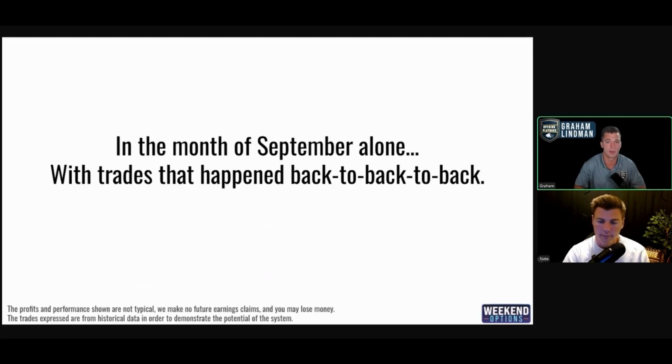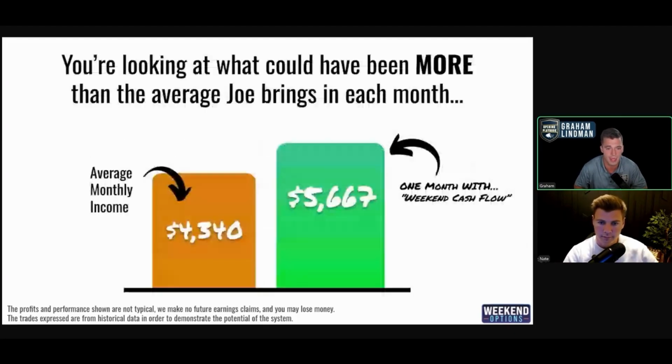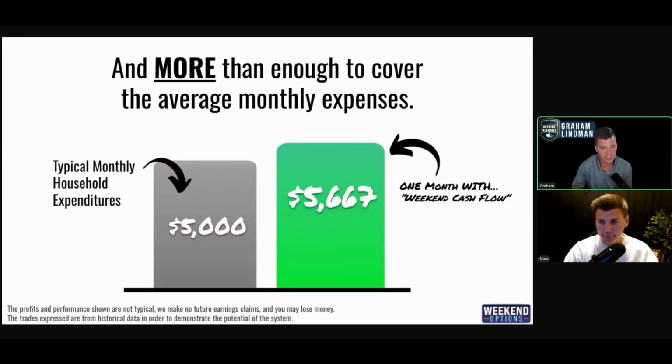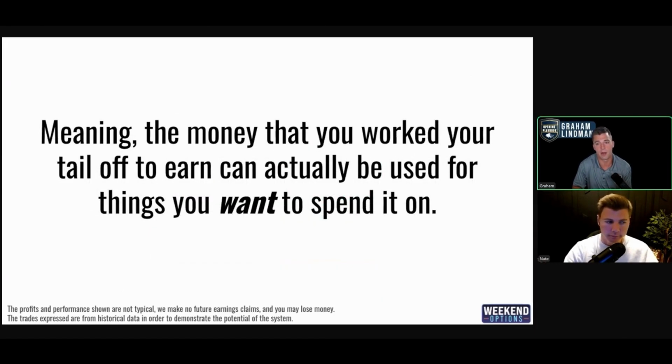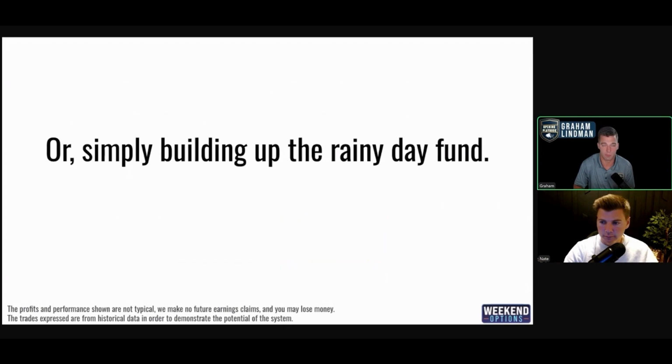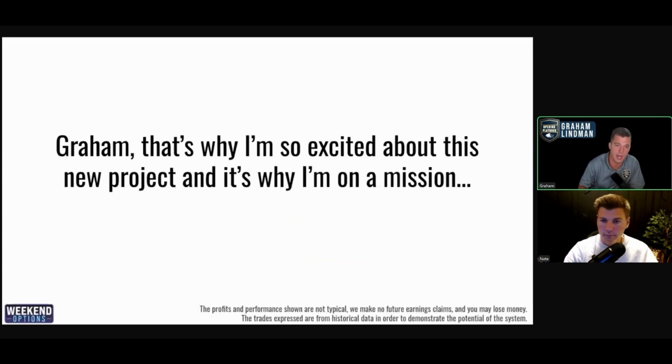But your weekend cash flow method could help everyday people fill the income gap and then some, hopefully grow their income. In the month of September alone, with the trades that happened back to back to back, we're looking at what could have been more than the average Joe brings in each month. So one month with the weekend cash flow: $5,667. Pretty awesome. And in this example for that month, more than enough to cover the average monthly expenses, meaning the money that you worked your tail off to earn, that paycheck you're getting, you can actually use it for things you want to spend it on instead of just sending it out to pay the electricity bill, or maybe just building up the rainy day fund.